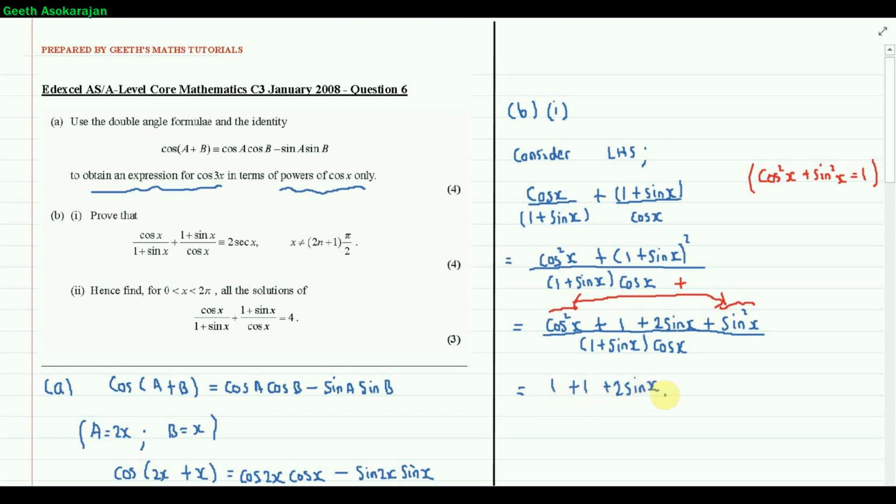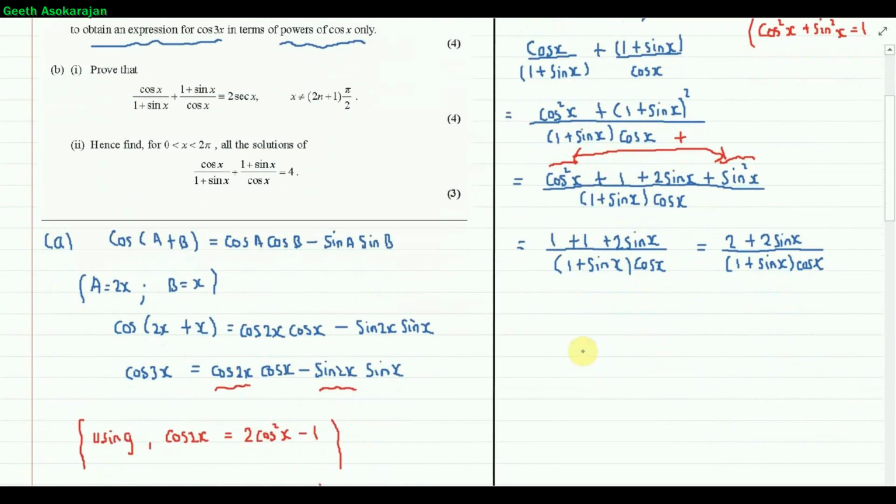So there we go. So divided by the 1 plus sine x into the cos x term below. Let me continue along the line. 1 plus 1 is 2, so it's a 2 plus 2 sine x, all divided by the term in the denominator, 1 plus sine x into cos x.